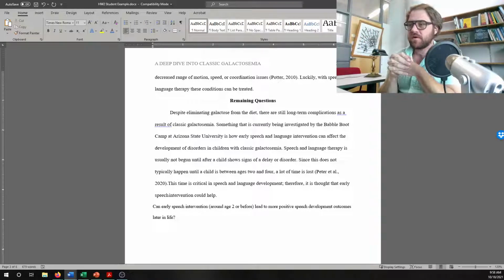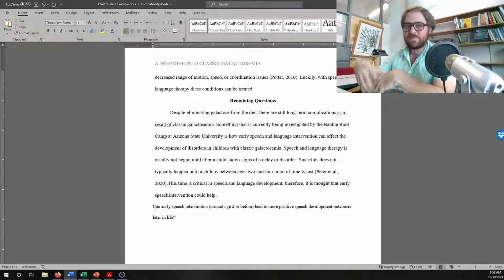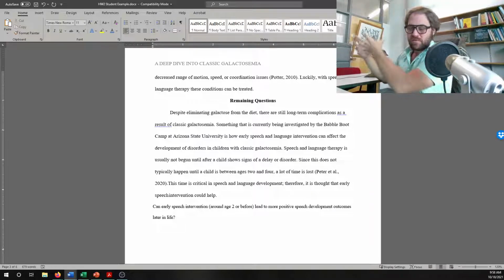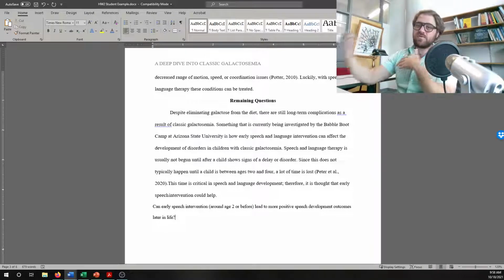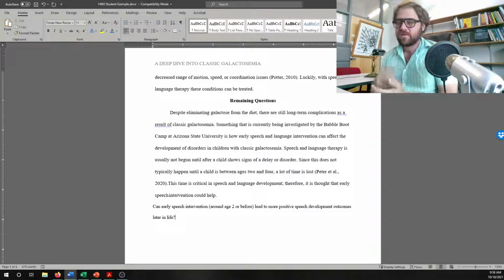So she could start doing this research study. Can early speech intervention lead to more positive speech development outcomes later in life? So she could get a bunch of babies with money, like have them come. She can give them early intervention. Another group doesn't get early intervention. You can see if the ones that got the early intervention do have positive outcomes later in life. So I want you to speculate on how you would test that as well.